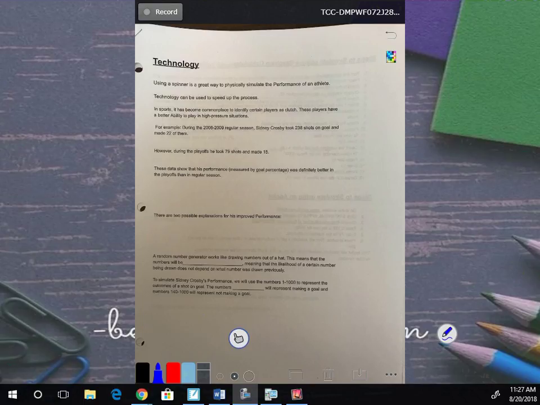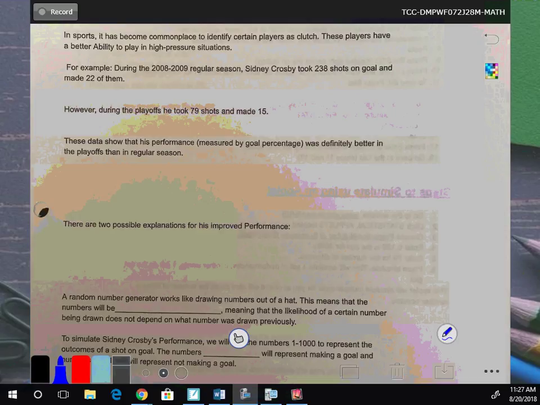So far, when we have simulated performances, we have simulated using a spinner. Now, what if we have a situation where someone has 200 attempts? Would you want to sit here and simulate 200 attempts on a spinner 100 times? Yes or no? I wouldn't. To me, I wouldn't want to do that at all. That would take too much time.